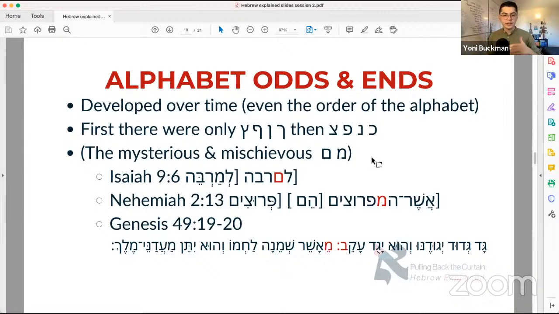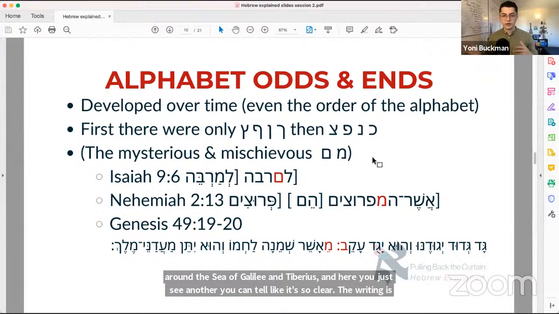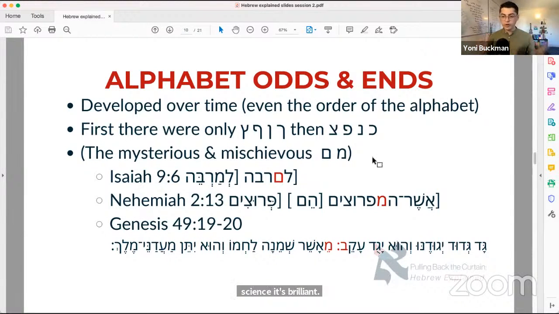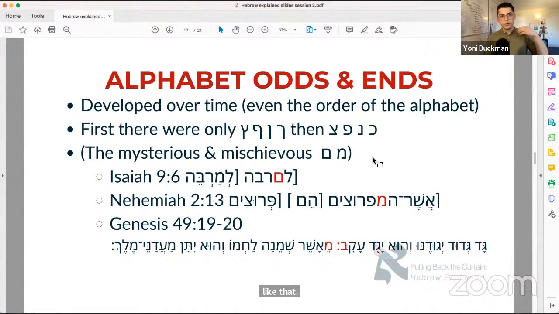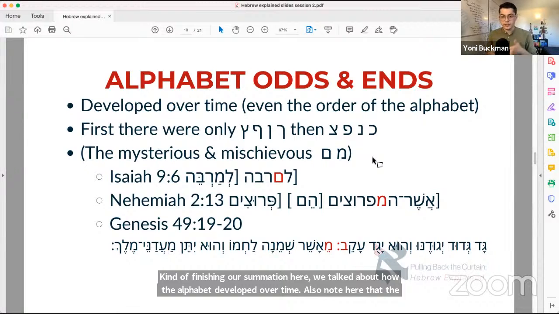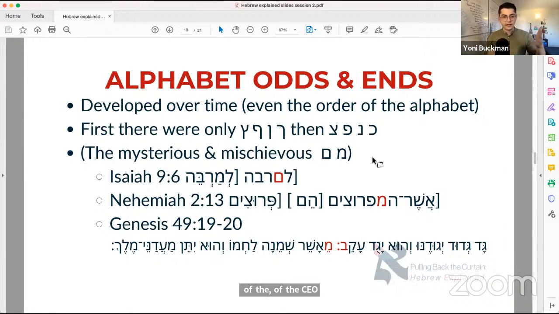Okay, so just real quick, kind of finishing our summation here, we talked about how the alphabet developed over time. I'll also note here that the order of the alphabet has also developed over time. I mentioned how there were archaeological findings of the Siloam, Hezekiah's tunnel inscription. There were the silver scrolls. There were all of these different non-biblical texts that were preserved in pottery and potsherds. Like in Lachish, you have basically generals sending each other military reports that are preserved in potsherds.